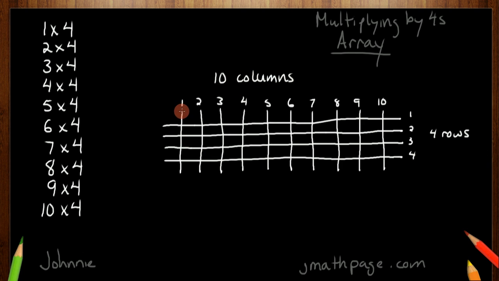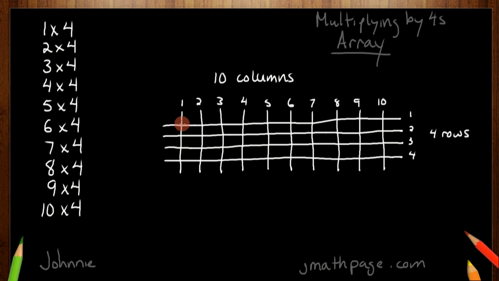And every time a column passes by a row, there's an intersection. So that's going to be helpful to our problem solving here. Okay, so let's think about this. This first one, 1 times 4, if we're thinking about it in terms of an array, we're thinking about how many crossings are there for 4 rows when there's 1 column. 4 rows, 1 column.